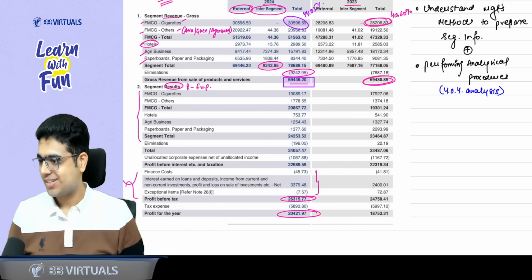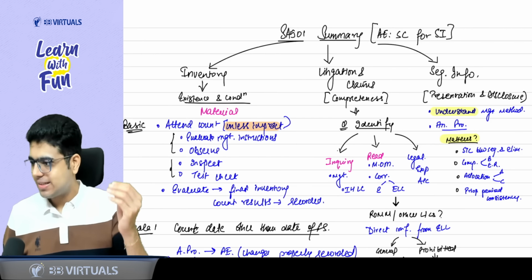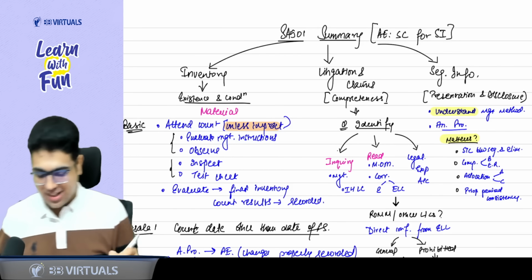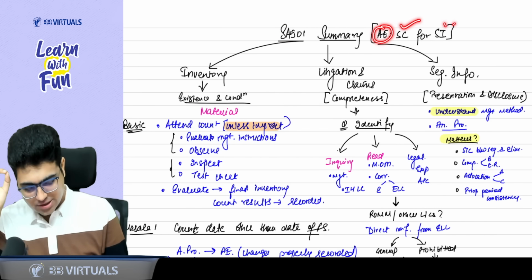Please wait. So whatever we have covered till now in 52 minutes, let's revise everything in 5 minutes. Are you people ready? Yes, sir, we are ready. So let's revise SA 501 summary, audit evidence, specific consideration for selected items.